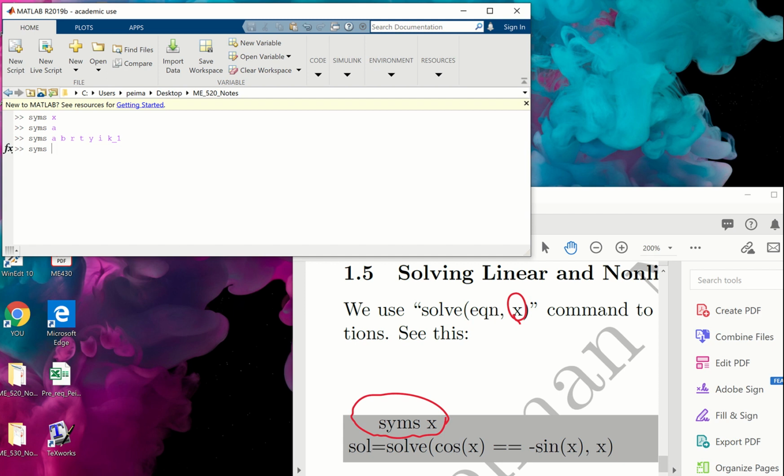So now here I'm saying syms x, that's right. Let me clean this because it's too much. Syms x, that's right. Now this command is going to give the solution of solve. Okay, why I put it here? I'm getting older, guys. Okay, cosine of x double equals minus sine of x. And which variable are we solving for? x. And we set x as a symbolic variable.